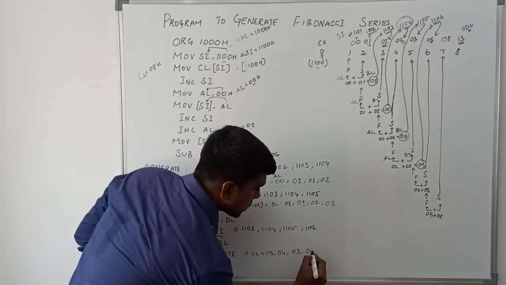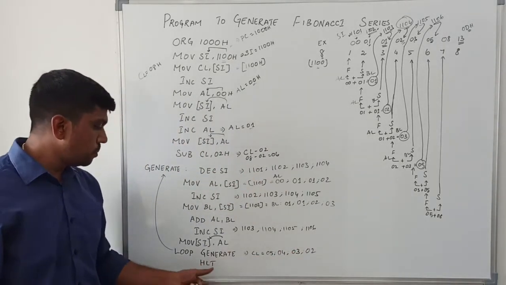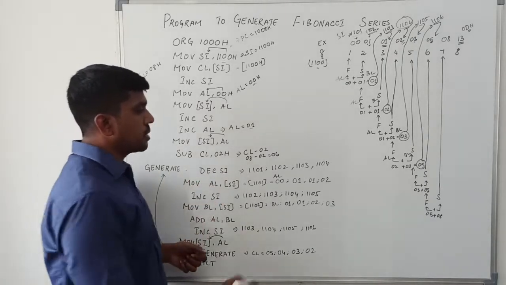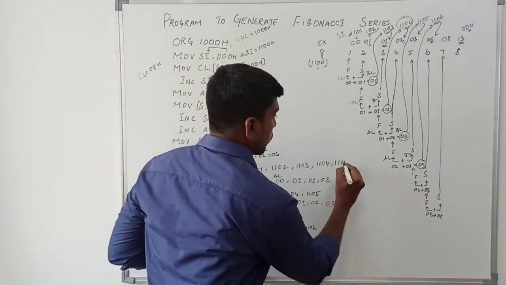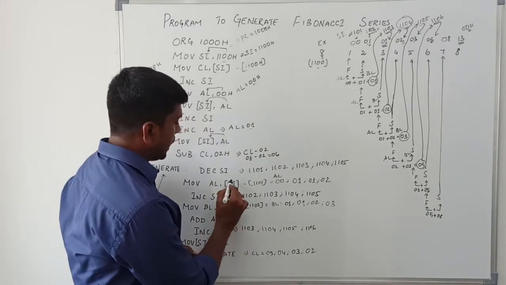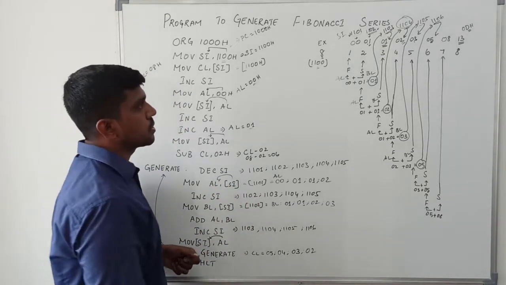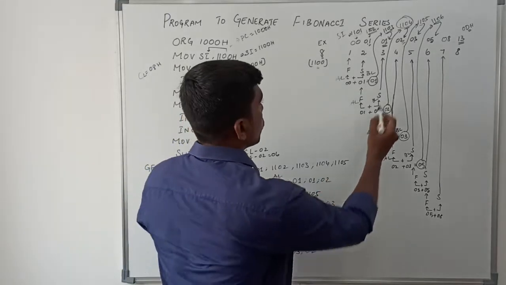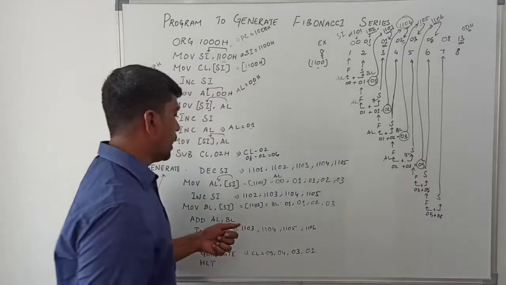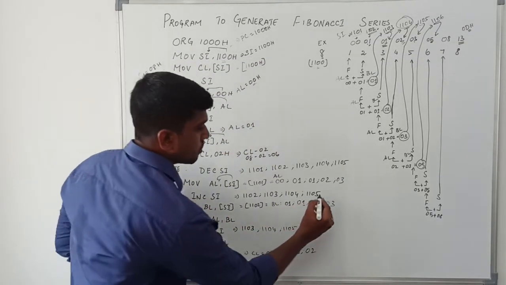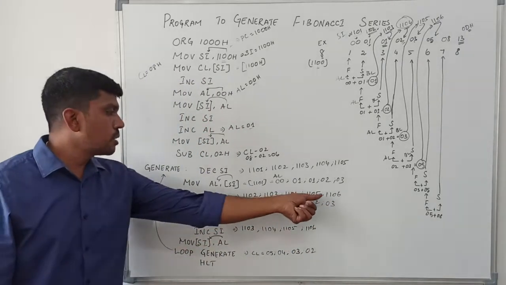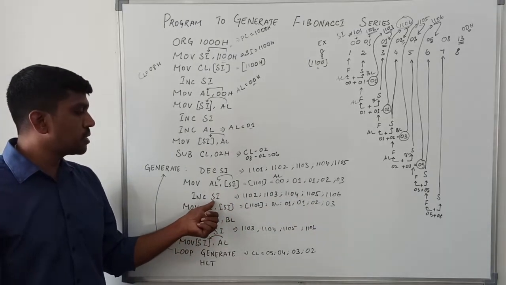Decrement the CL register content. Now the CL value is 02. Then it goes to the loop, label name generate. So decrement SI. Now the SI value is 1105. Then move AL comma [SI]. Whatever value is present at SI, this content is transferred to the AL register. The 1105 memory location holds the data 03, and 03 is transferred to the AL register. Then increment SI. After incrementing SI, the result is 1106.